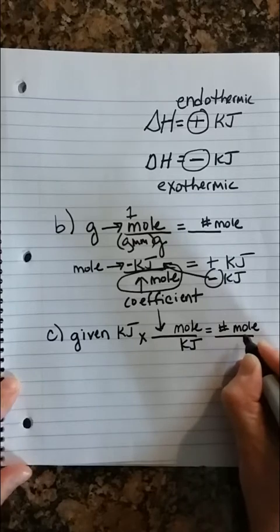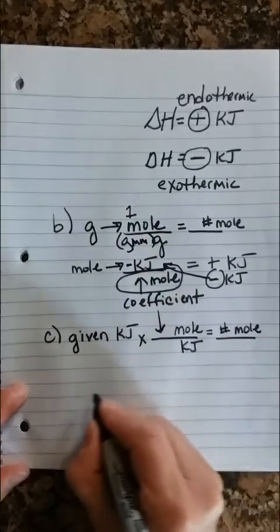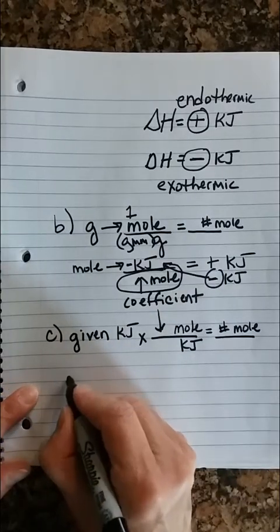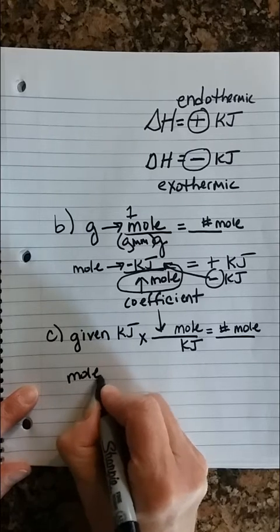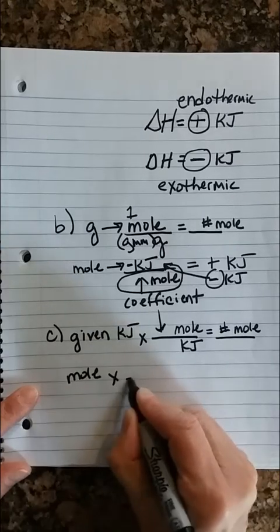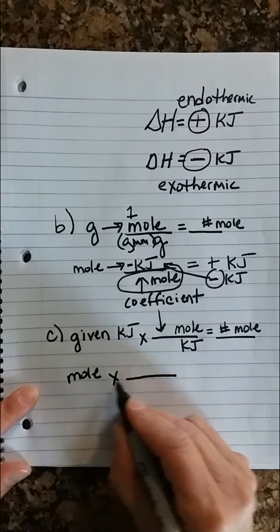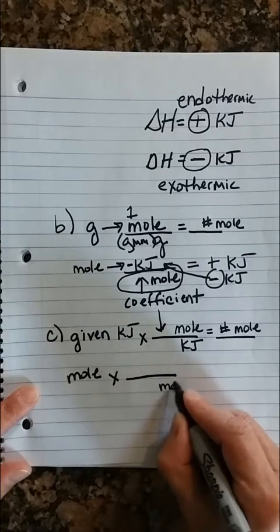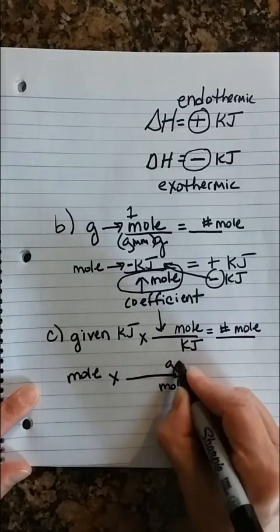Now, once we have mole, the second part is to take that mole that we just found and convert to grams. If I have mole here, I have to put mole down here, and gram will go on top.